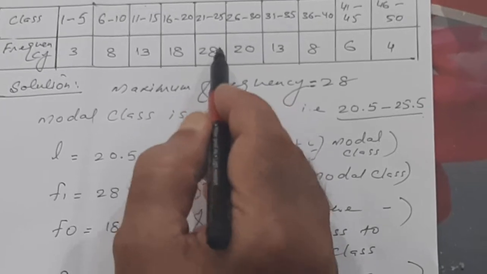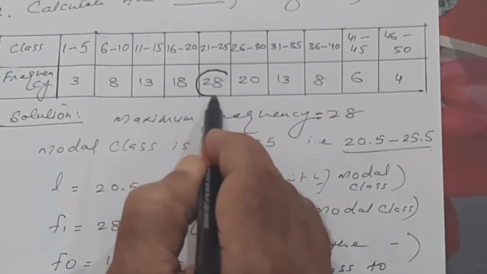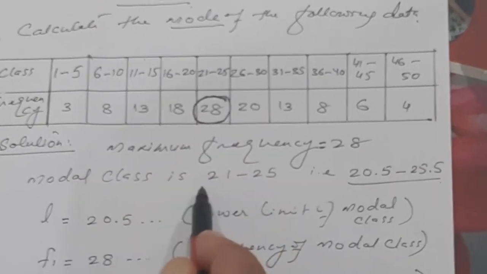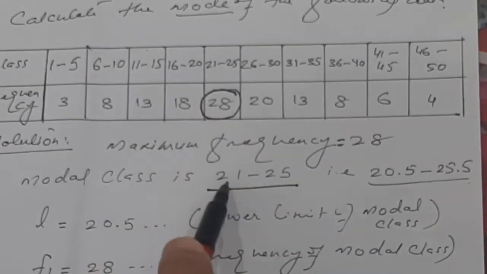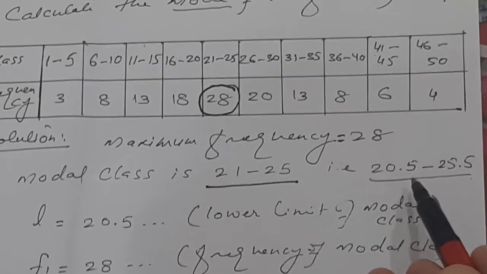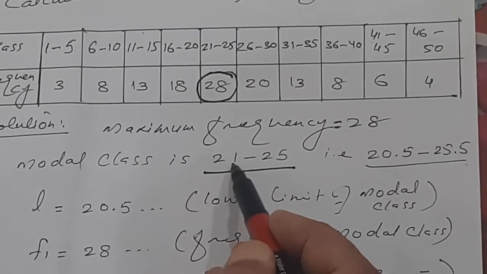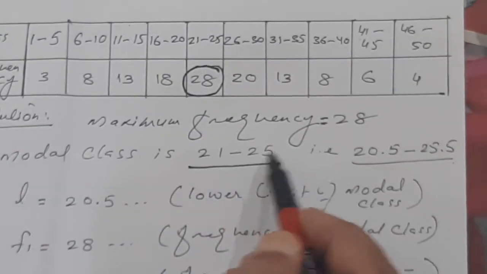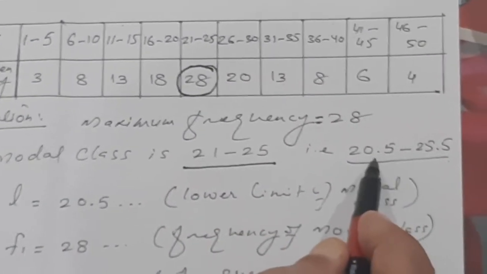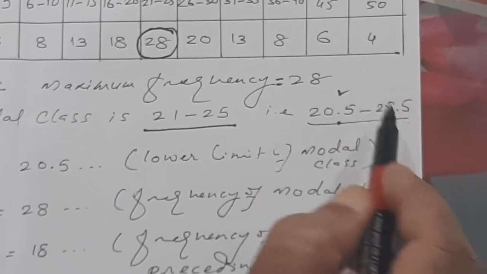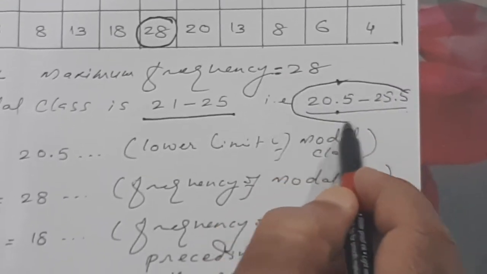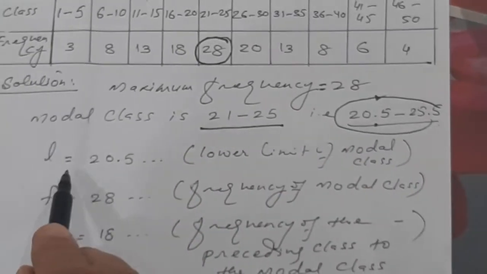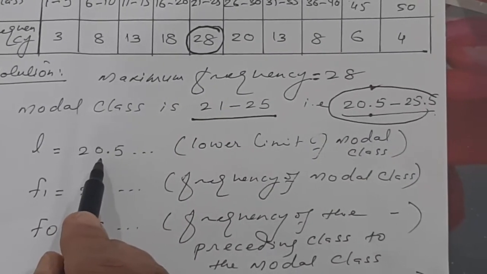Now maximum frequency is 28. So the modal class will be 21 to 25. As the limits are not continuous, I have directly done subtract 0.5. So that is 20.5, and this is 25.5. This is the lower limit. So this is the modal class. So lower limit is 20.5. So take L is equal to 20.5.